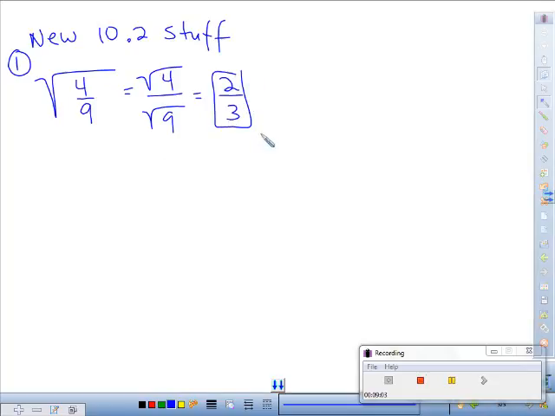I wish they were all that simple. But sometimes they are that simple. So let's do one more of those. We could have 100 over 144.